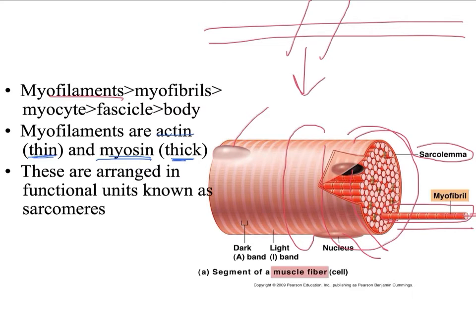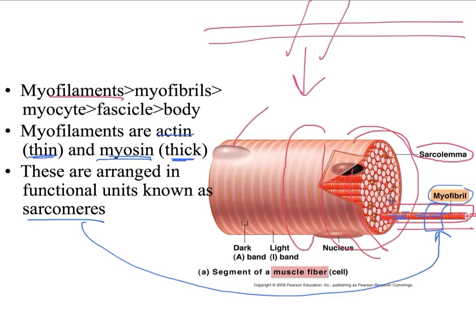So they are arranged in these little short units called a sarcomere. So the sarcomere is just this tiny segment of a myofibril. So just to make sure you understand this, myofilaments, such as actin and myosin, are these tiny little bands in here, and they create the myofibril.